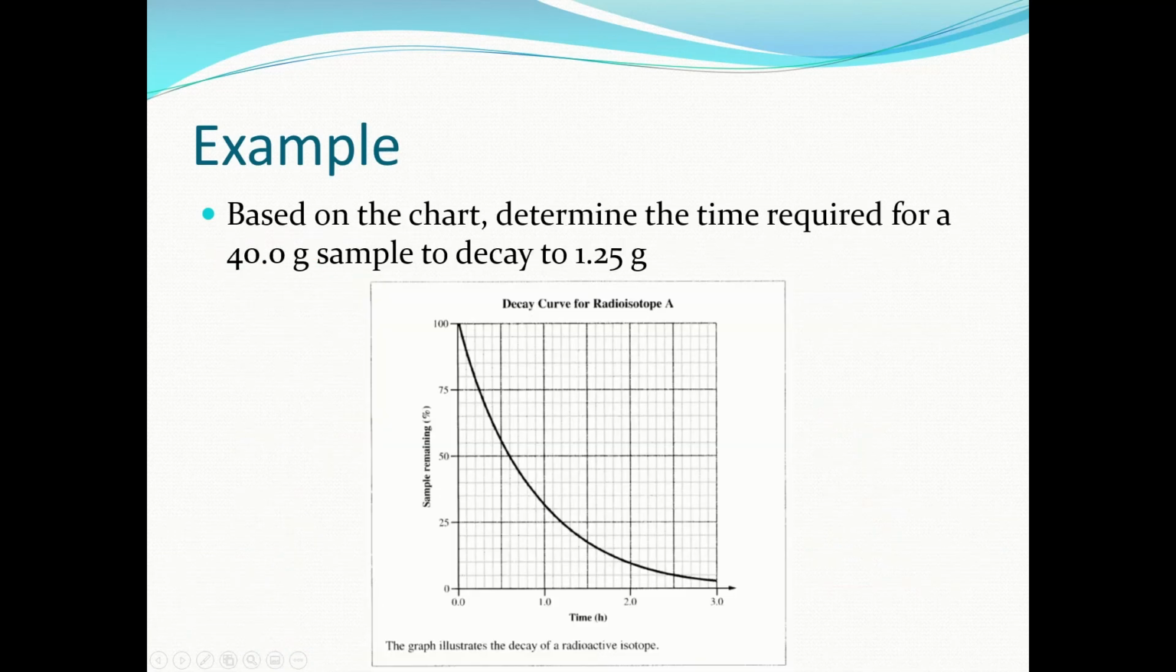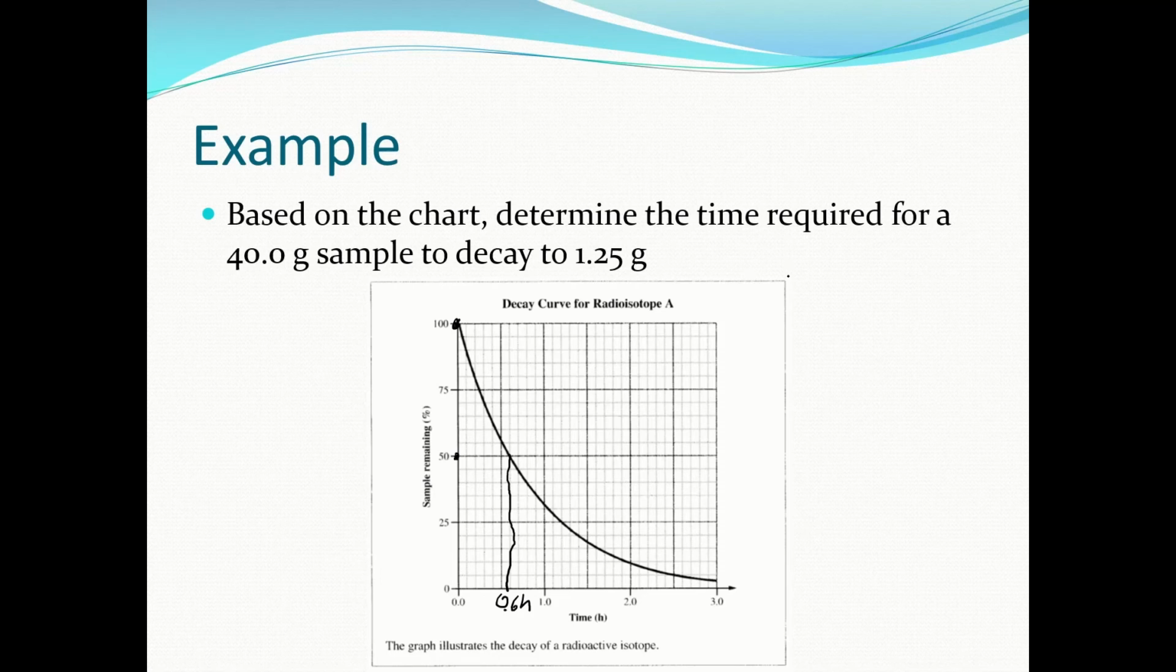So based on the chart, determine the time required for a 40-gram sample to decay to 1.25 grams. Okay. So what this can tell us really well, so this is 100% of our sample. This is our starting point right here. And this is 50. This tells us our half-life, right? So if we just find out where it touches there, and we go down, it looks like our half-life is 0.6 hours.